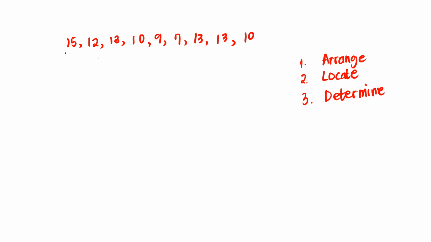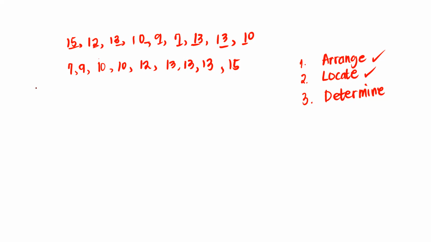Okay, so let's say that we have this data, i-arrange natin sila from lowest to highest. I prefer lowest to highest. So nasa inyo naman yan kung saan kayo mas nadadalian. So we have 7, 9, 10, 10. And we have 12. We have 13, tatlo. And then we have 15. And then after we arrange, we have to, of course, locate.